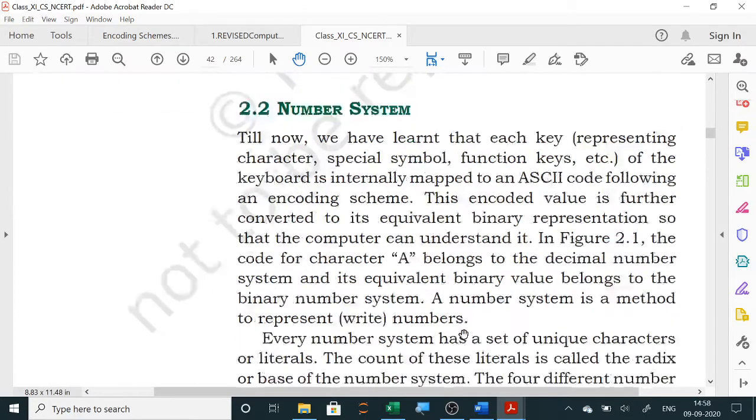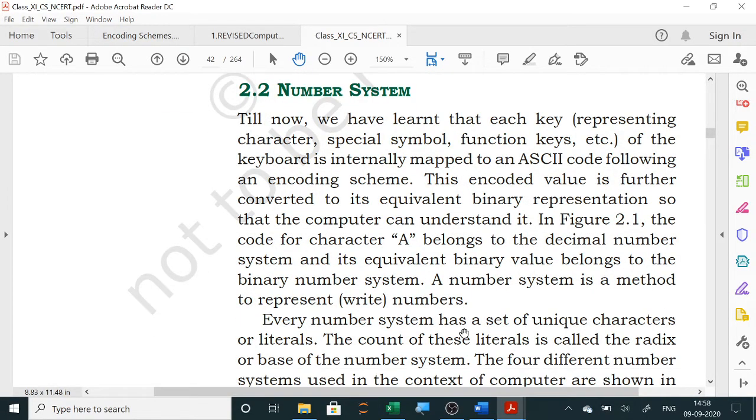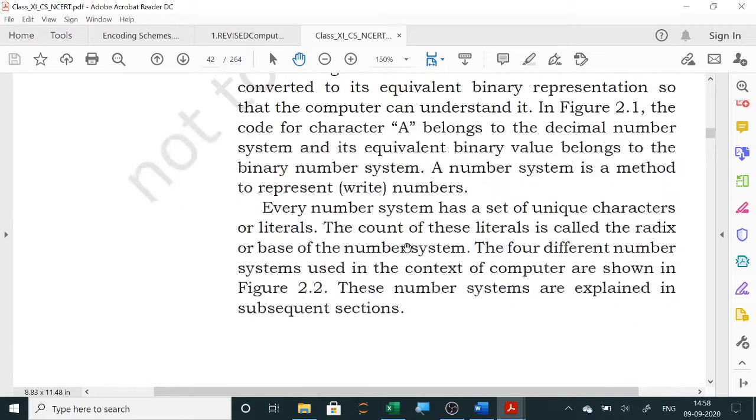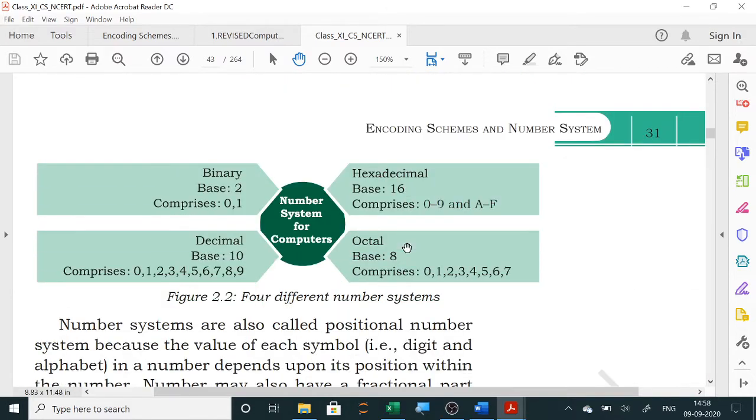Now the different number systems. We are going to do all the 4 number systems, which are the most important thing: binary, decimal, octal, and hexadecimal. You have already seen how all the characters are converted into machine language. So these are the number systems for computers. Now this is very important.